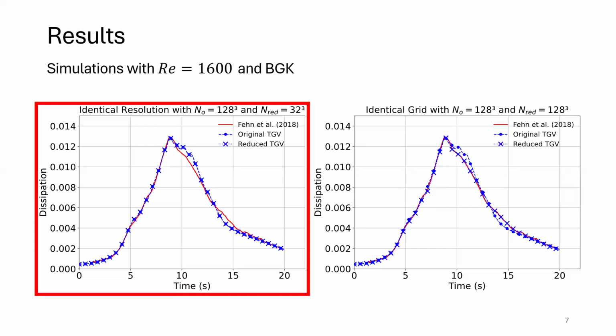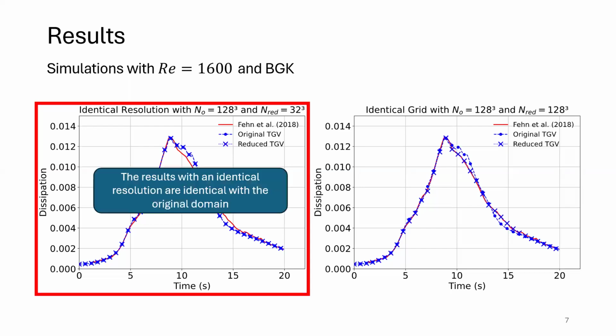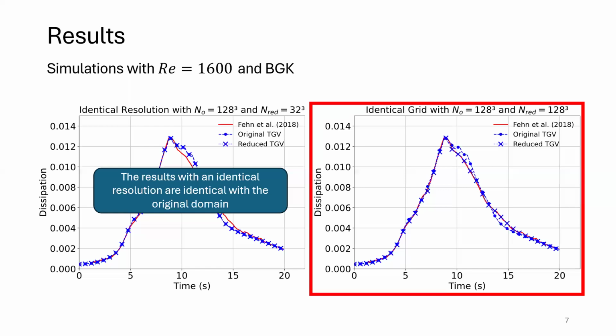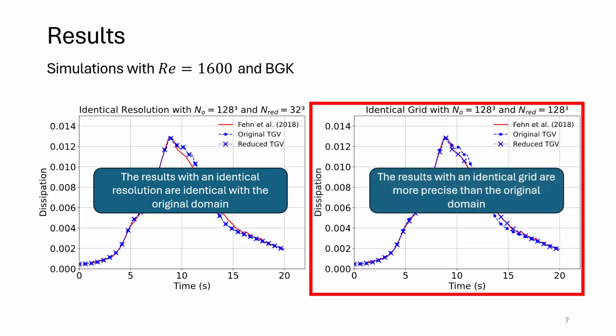And on the right-hand side, we can see we got an identical grid. So we got an original Taylor-Green vortex with a resolution of 128 to the power of 3, and as well the reduced, which will end up in a resolution of 512 to the power of 3. As we can see, the results of the reduced Taylor-Green vortex, which is marked with a cross, is way better than the original due to the higher resolution, which is obvious. So we are going to take a more detailed look at both cases.